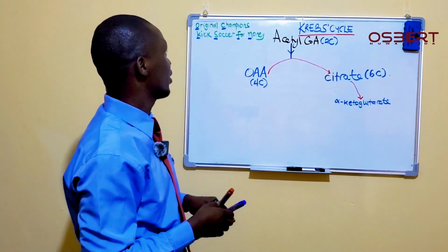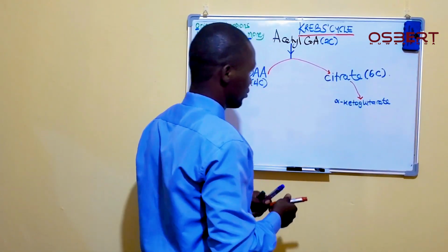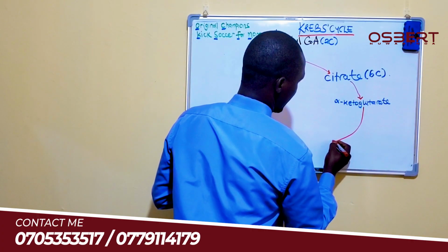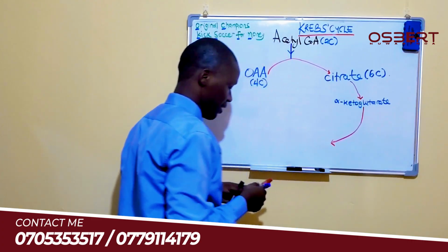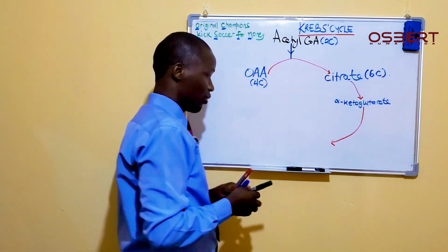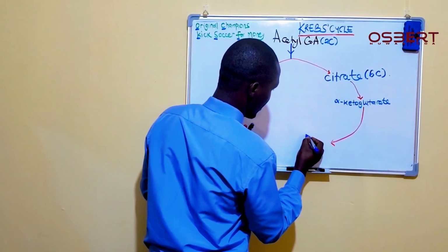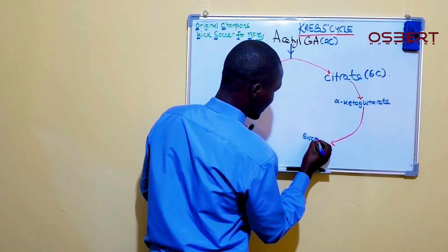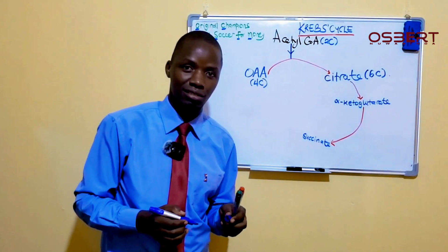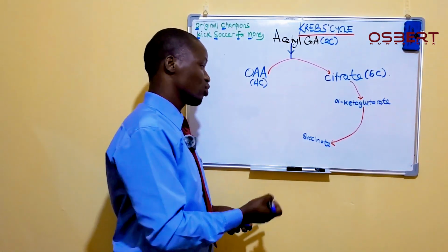Then from there we now come to the S. So the S, we are going to have another molecule here, and this molecule is none other than succinate. Yeah, we are going to have succinate here as our other molecule. You can also call it succinic acid, or you can also just simply call it succinate.